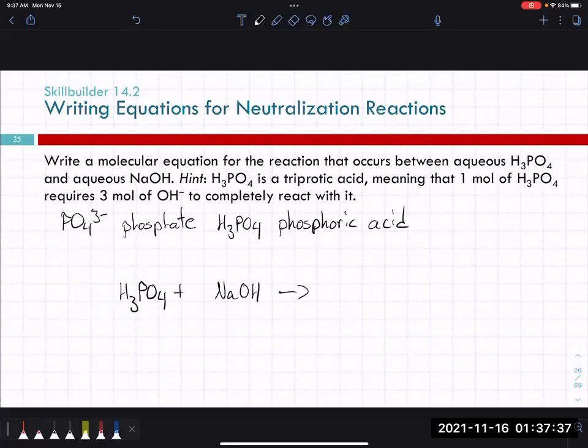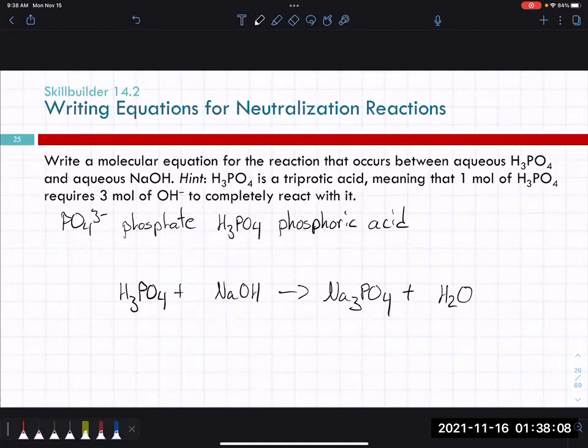So then our product here will be our salt, which is going to be Na3PO4, because PO4 has a 3- charge. Sodium has a 1+ charge. We're going to need 3 of those sodiums to balance the charge on phosphate, plus H2O.